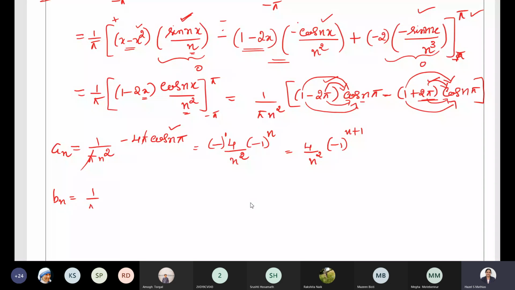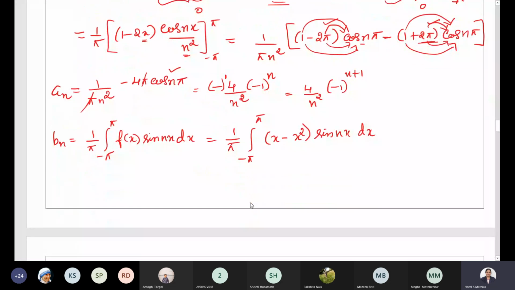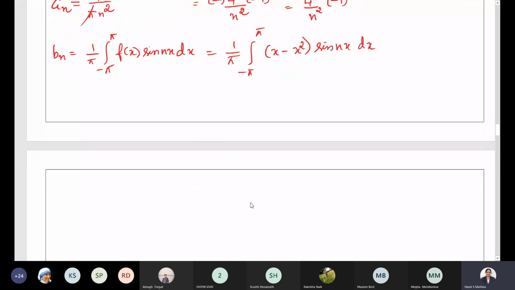What is bn? 1 by pi integral from minus pi to pi of f of x sin nx dx. That is equal to 1 by pi integral from minus pi to pi of x minus x square into sin nx dx. Now let us apply Bernoulli's rule. So bn equals 1 by pi. This is the first term and this is the second term. First term, keep it as it is. Integrate sine. Integration of sine is minus cos nx by n.